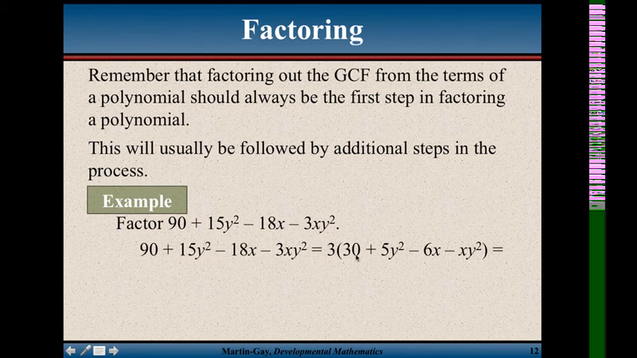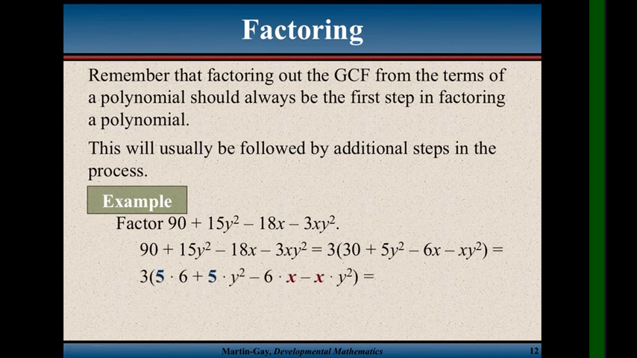That's the biggest number that we can divide 3, 18, 15, and 90 by. So 90 divided by 3 is 30, 15 divided by 3 is 5, 18 divided by 3 is 6, and 3 divided by 3 is 1. And then we will just retain all the letters. That's how we do it. Now for this one, we can factor out 30 as 5 times 6 plus 5 times y squared minus 6 times x minus x times y squared. So we can factor out these two, and we can have another answer for this.